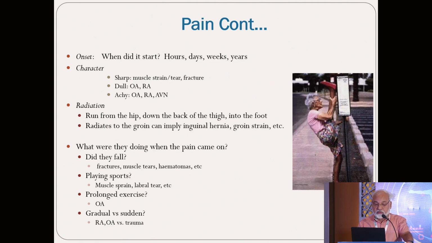Another important thing to ask is, did they have any history of a fall? Did they start having pain after any gaming or playing activity? And pain that could be relieved with prolonged exercise, as in osteoarthritis of the hip joint. And then we should also inquire whether the pain was gradual or sudden in onset. Because if sudden in onset, trauma could be responsible for this. If it's gradual, then rheumatoid arthritis or osteoarthritis may be there.